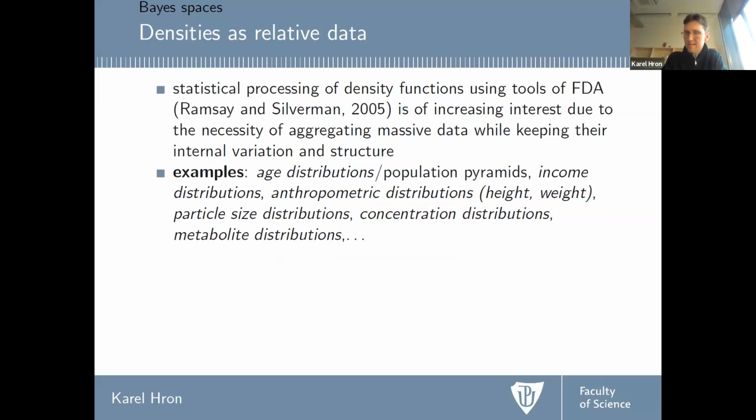Okay, so I mentioned that densities often result from aggregation of raw data, and there is an increasing necessity of having appropriate tools for processing of distributional data, because we have many large-scale data which we naturally want to aggregate, but still while keeping their internal variation and structure. So I mentioned age distributions, but in addition to income distributions we can also have, for example, anthropometric distributions, particle size distributions in geology, concentration distributions in chemometrics, some omics data distributions, for example, metabolite distributions, and many others you can imagine from your expertise.